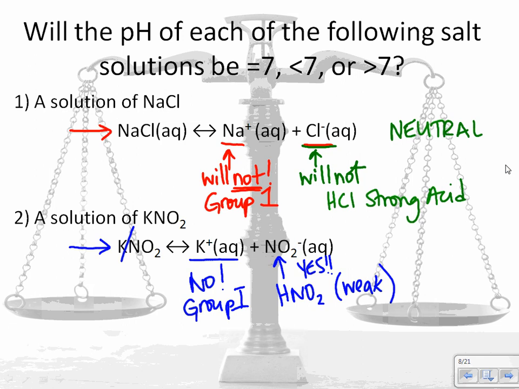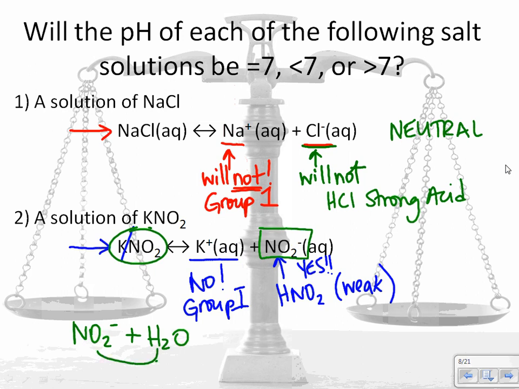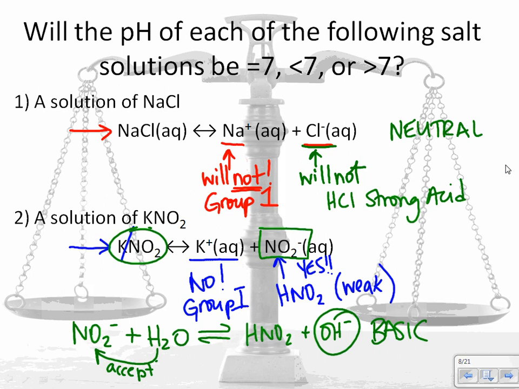You're going to take this ion, NO2-, because that's what's made from KNO2. So you're going to take NO2- and write it down. Then you're going to add water to it. Then you're going to see, is it a proton donor or a proton acceptor? In this case, it doesn't have any protons. It doesn't have any H's to donate. So it's going to accept a proton from H2O, and it's going to make HNO2 and OH-. Because of this OH-, the solution is basic.